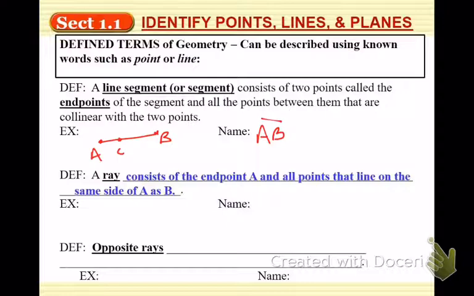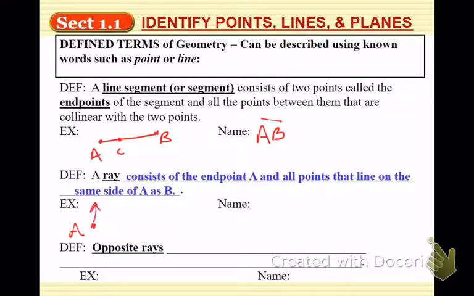Okay? A ray consists of an endpoint. It starts at an endpoint, which is kind of weird, but it starts at an endpoint and then goes in a direction, extends forever in a particular direction. So there's a directional point. And so a ray starts at an endpoint, and here we want to call it A in the definition there. And then we have to have a point that gives the ray a direction.